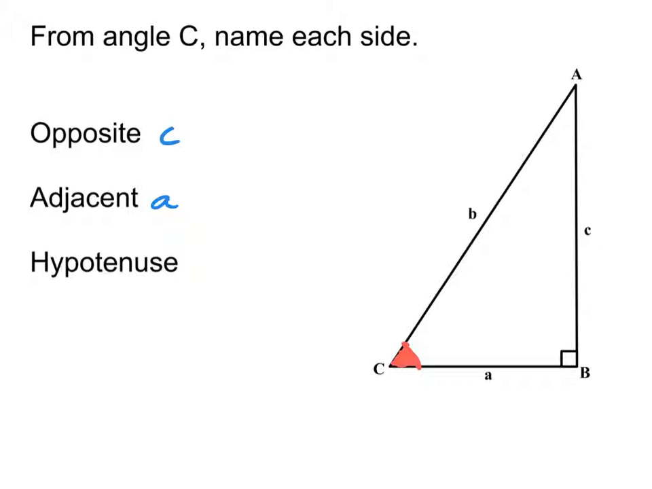So what about hypotenuse? You notice the hypotenuse didn't change. Hypotenuse is still B. Because remember, hypotenuse is always whichever side is opposite the right angle. And I didn't move where the right angle was. I didn't move the labels either. So the hypotenuse is still going to be the same at B.